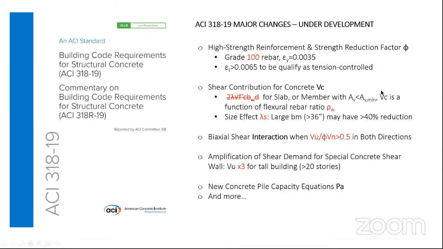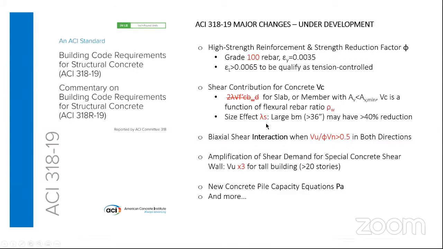The second change that I want to mention is the shear contribution of the concrete, the Vc term. This is probably the biggest change in this version of ACI. For most slabs and members with shear reinforcement smaller than the minimum required, you cannot use the 2 lambda square root of f'c equation anymore. So now the new equation for Vc is a function of the flexural rebar reinforcement ratio, rho w.